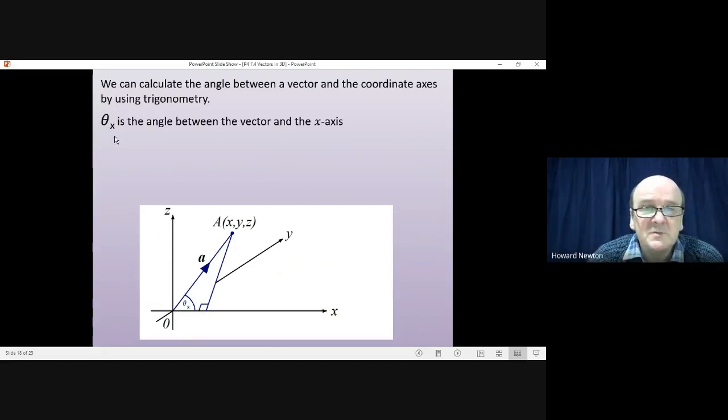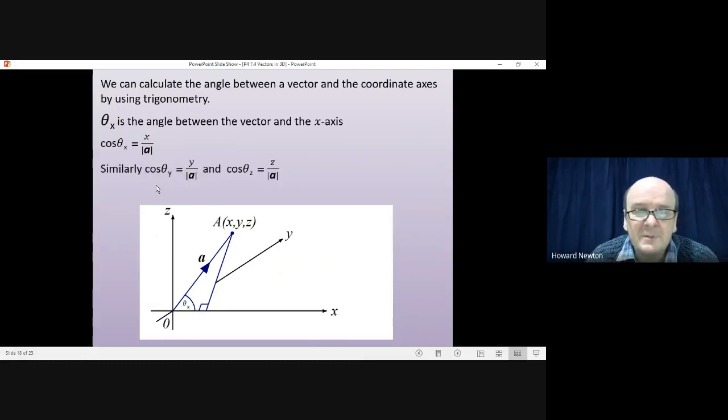So theta x, in terms of notation, means the angle between the vector and the x-axis. And this is a right-angled triangle we've got here, and we can work out that angle just by using trigonometry. So the cosine is adjacent over hypotenuse. The adjacent side is this one here, which is the distance in the x direction. The hypotenuse is the magnitude of the vector. So the cosine of the angle, the angle between the vector and the x-axis, is equal to the x value divided by the magnitude of the vector.